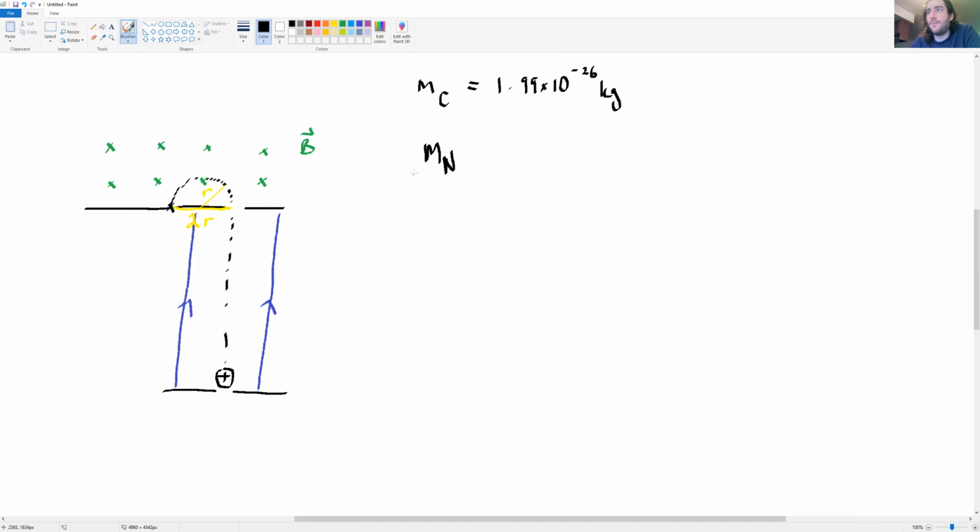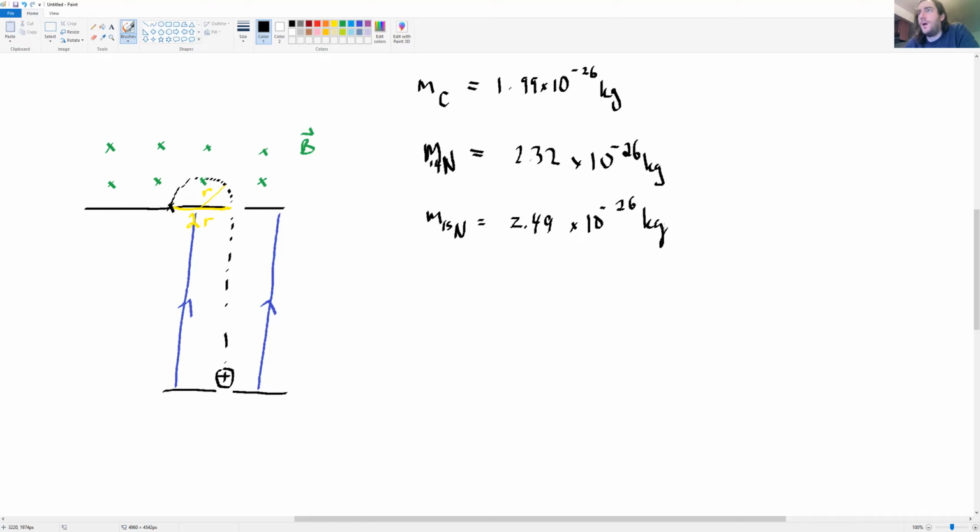So the masses here for N14 and N15 are given as well. So N14, 2.32 times 10 to the minus 26, not 66, 26. And then for N15, 2.49 times 10 to the minus 26 kilograms.